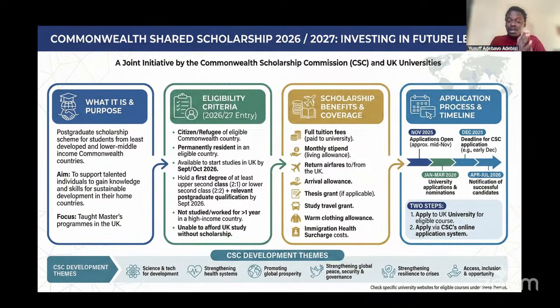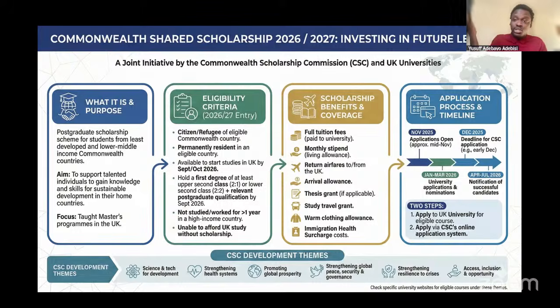Once you submit your application for the Commonwealth Shared Scholarship, the Commonwealth Scholarship will be the one to transfer your application to the university. So they will know that you applied for admission, and they will also know that you applied for the Commonwealth Shared Scholarship. You don't have to bother, they know this. I'm talking about this so that you know you have to do the two at the same time.